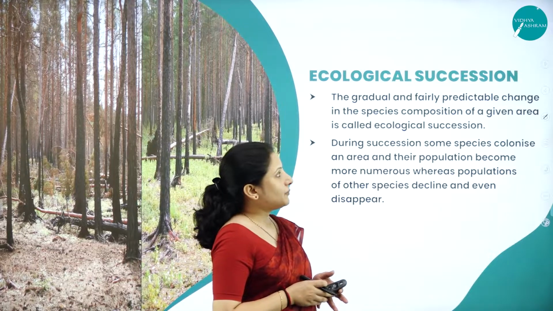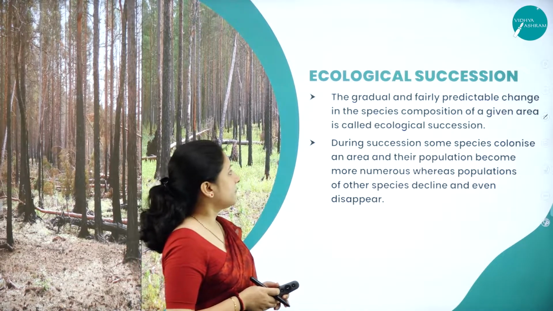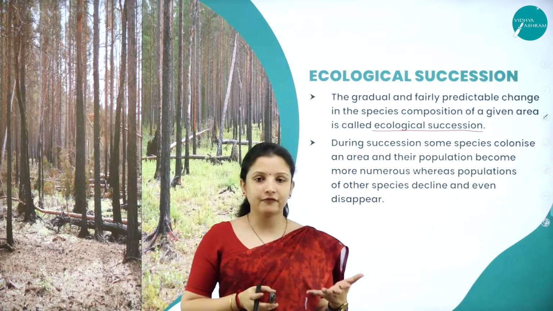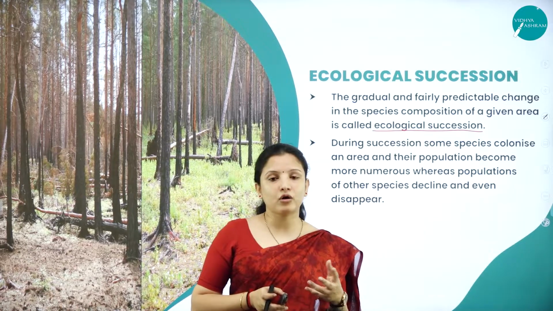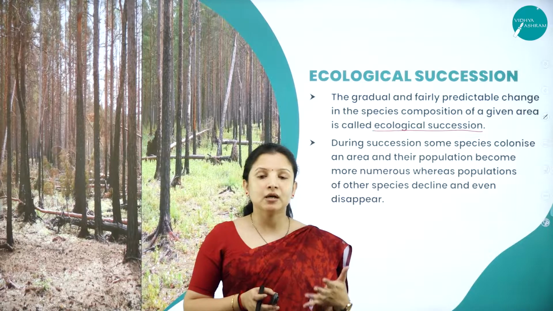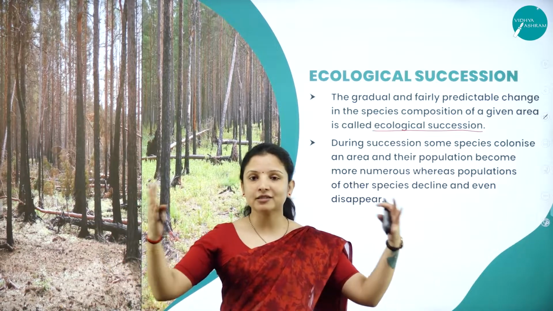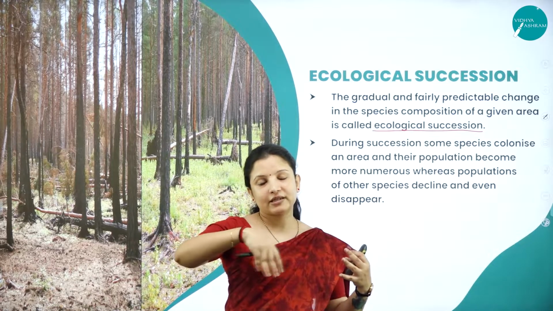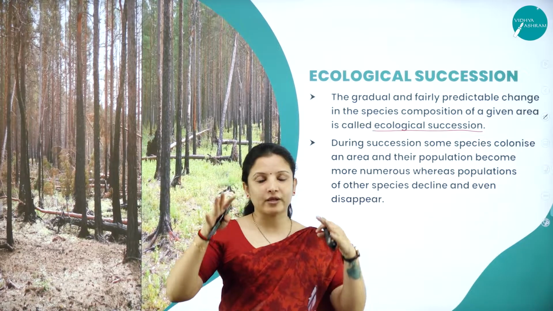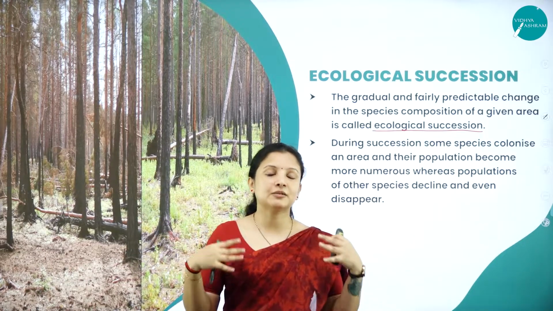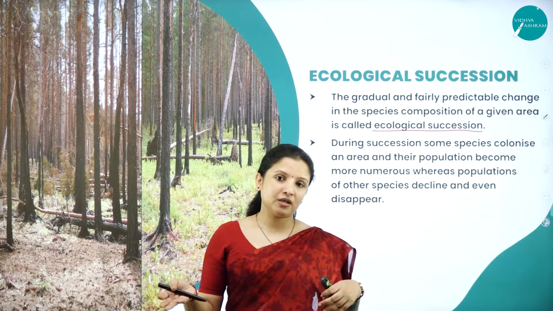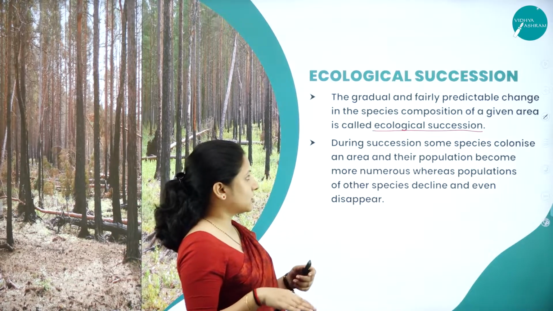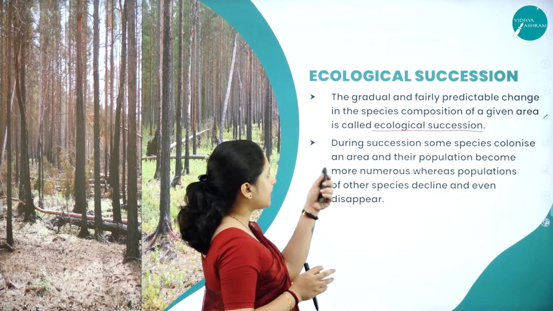So the gradual and fairly predictable change in the species composition of a given area is called ecological succession. Say for example, in a pond, first it would have been a clear pond with all the aquatic plants and aquatic animals in it. But later the soil from the banks will start accumulating in the pond, and an island will get formed. Trees will start growing and spread, and over the years the pond itself might disappear and that aquatic ecosystem will become a terrestrial ecosystem. So that change that occurs in a given area is called ecological succession.